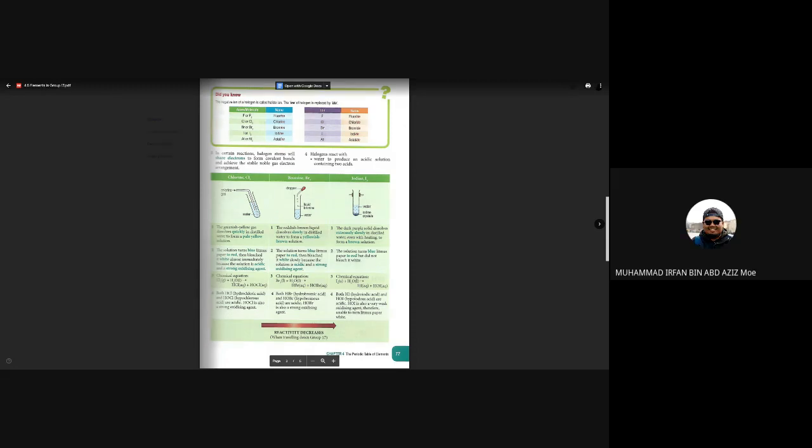But for iodine, it is not as strong. It's weaker than Cl and Br. Because the reactivity decreases, therefore it cannot turn the litmus paper white.